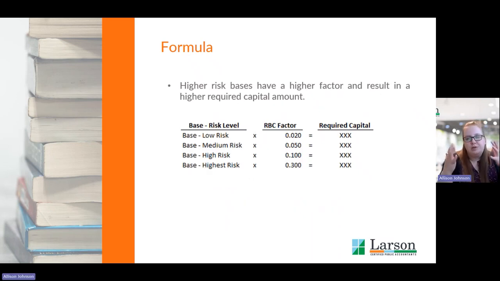As we're going through, you'll also note that in the factors, as we're talking through them, higher risk items result in a higher factor and therefore higher amounts of required capital.